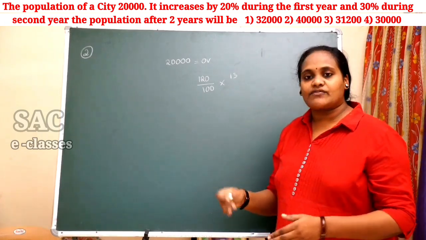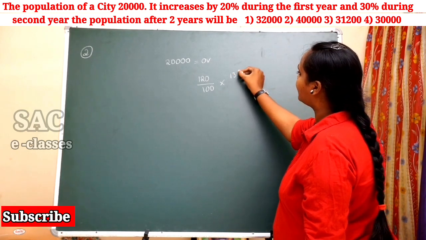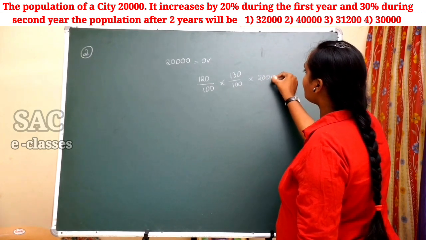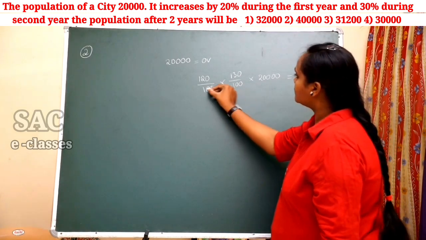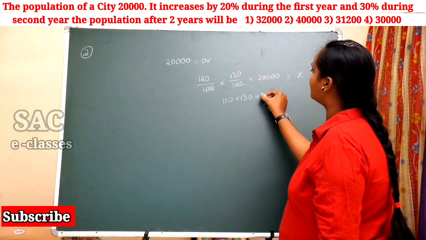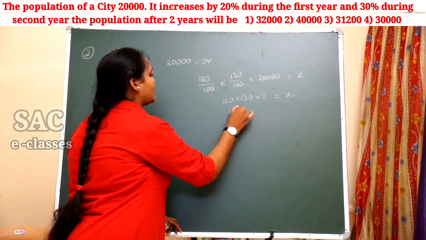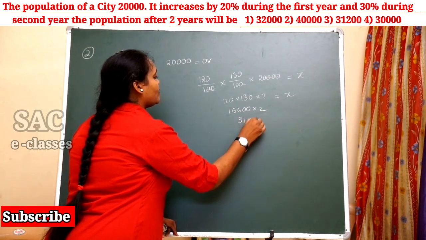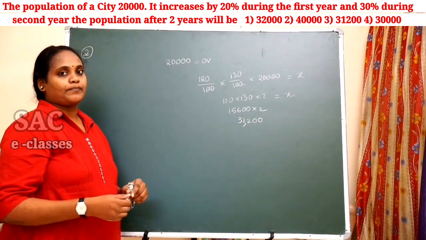In the second year, was the population increased or decreased by 30%? In the second year it was increased. So it is 130 by 100 into the original value. What is the original value? 20,000 is equal to x. Now zeros get cancelled. Then 130 into 2 equals x. Now 13 twelves are 156, into 2. Then 156 twos are 31,200. 31,200 will be the new population.